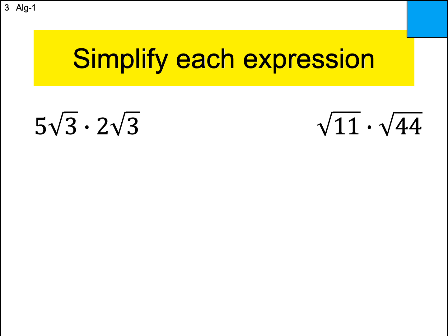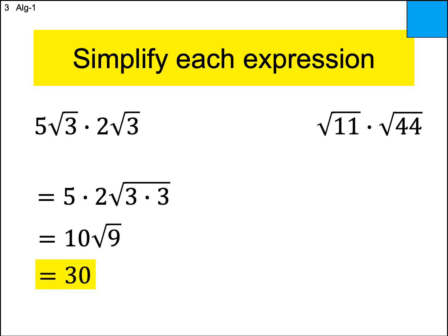All right, so 2 more examples. 5 root 3 times 2 root 3, the first one on the left there. Outside with outside, inside with inside. 5 times 2 is 10. 3 times 3 is 9. Square root of 9 is 3, and 3 times 10 is 30. All right, that worked pretty easy. How about the next one? Let's see, outsides would be 1. 1 times 1 is 1. Insides, 11 times 44 is a very large number. One thing that you can do, you don't have to do this, you can multiply 11 times 44, but then you've got to figure out what perfect square goes into it.